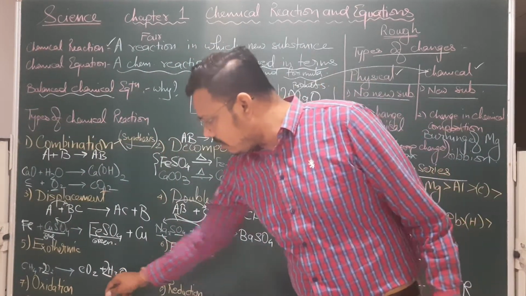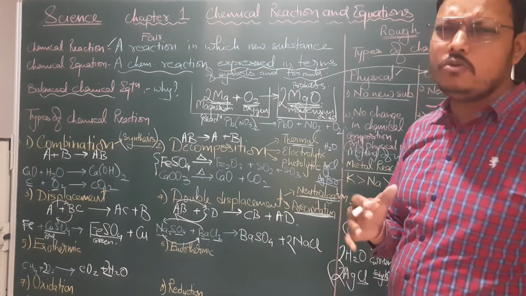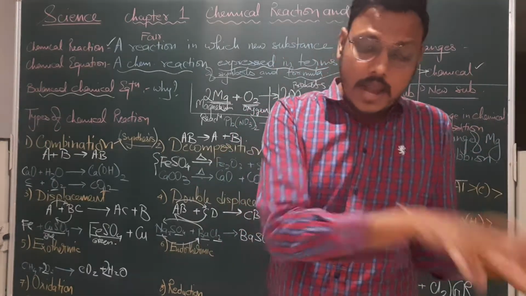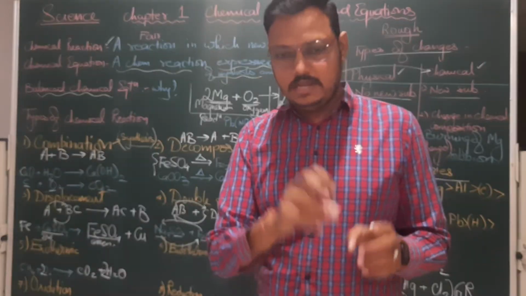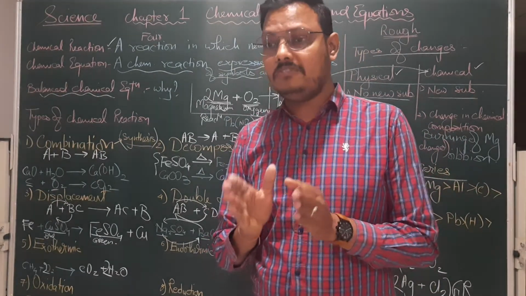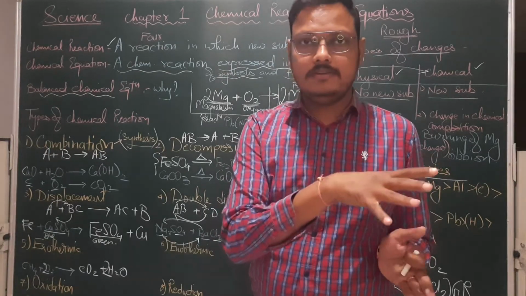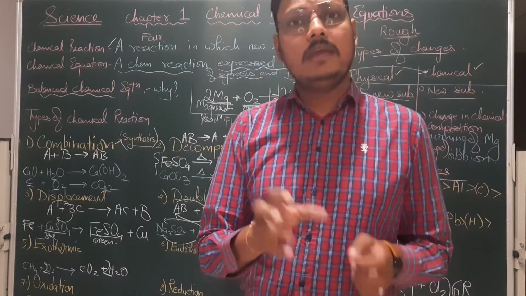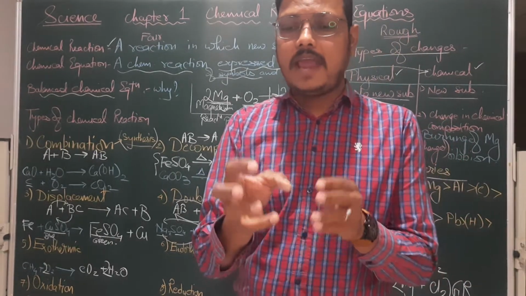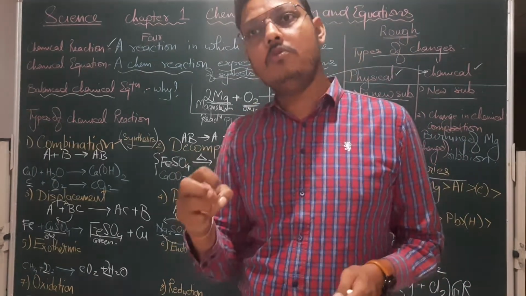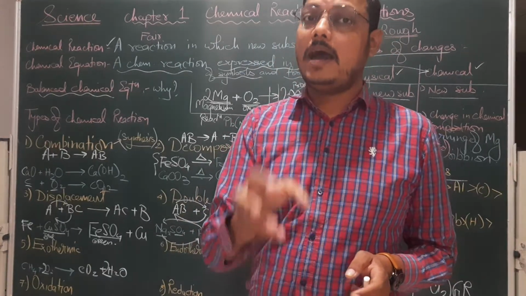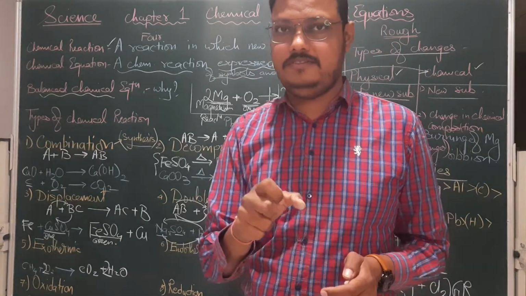Now, coming to the oxidation and reduction part. What do we mean by oxidation? Oxidation means add oxygen, oxygen add karna. And reduction means to add hydrogen. Okay, so oxidation, as the name says, oxidation, add oxygen. Reduction means add hydrogen. Now, in other way, how can we say? Oxidation means add oxygen or remove hydrogen. Whereas in reduction, we can say add hydrogen or remove oxygen, right?